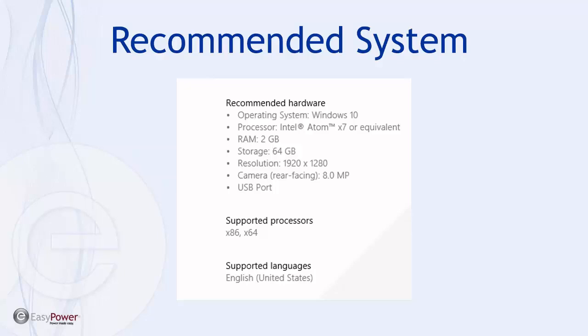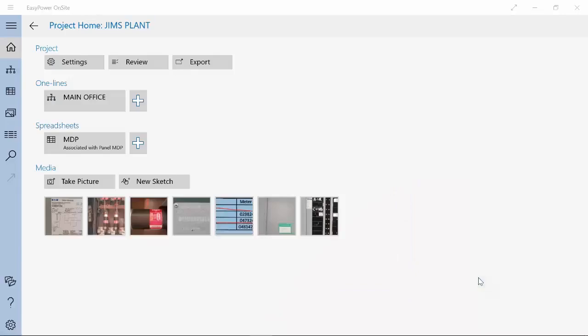I need to have a USB port, and that's pretty much enough horsepower to make the system run. Now, on this particular installation, I also have EasyPower 9.8, so I'm going to take a second and jump in to show you how that looks when we export from OnSite and then pick it up in EasyPower.